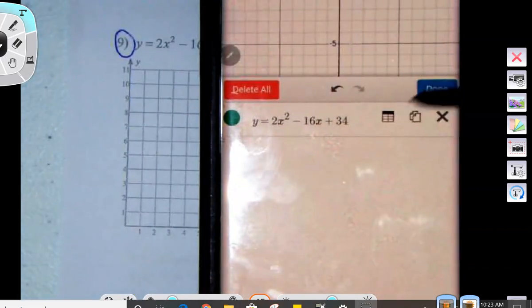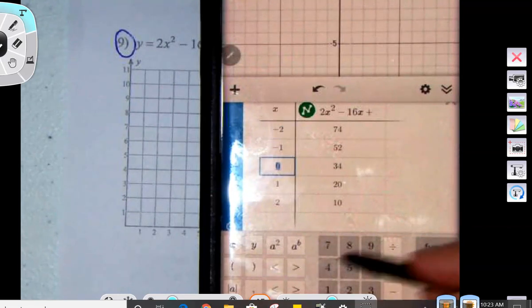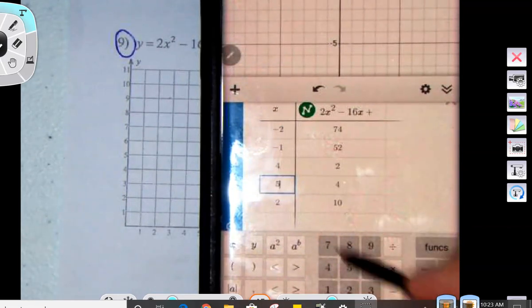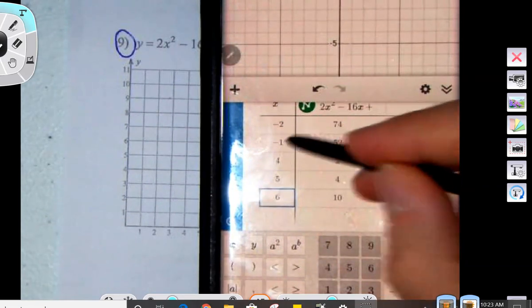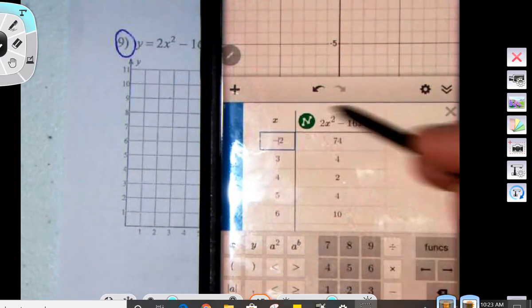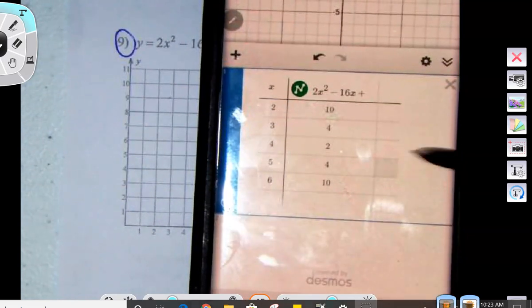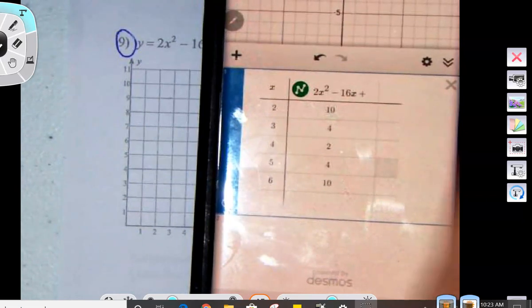Since our vertex was 4, 2, we need to make sure that my middle number in my table has our x value of 4. So we have 4, and then I can change this to 5 and 6. And then this way it needs to go the opposite, so I can go 3, and I can go 2. Now we have those values in Desmos that we are able to use in our table, and we have that symmetry. So 4 and 4, 10 and 10, which means we're good to go.